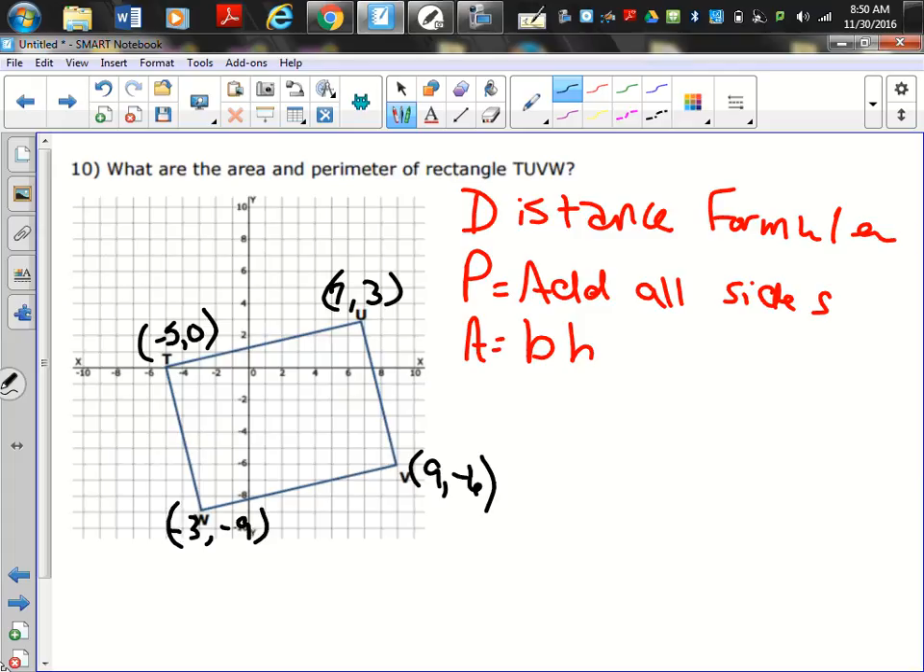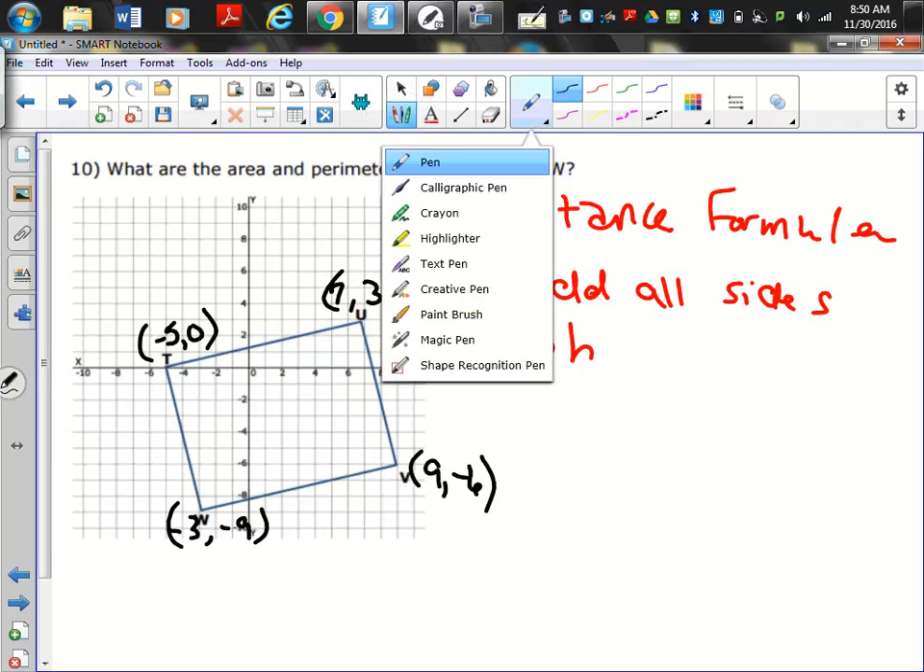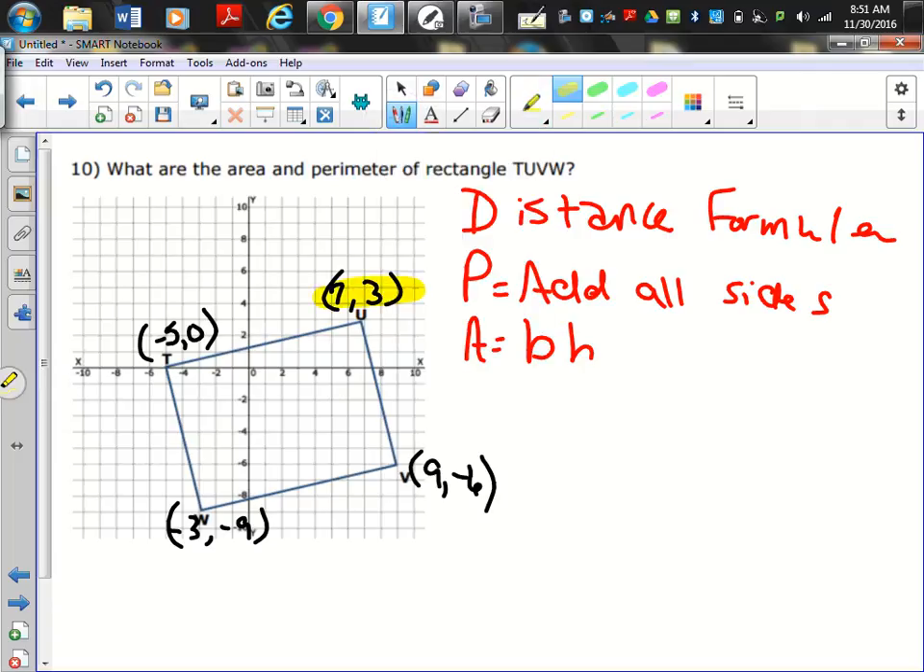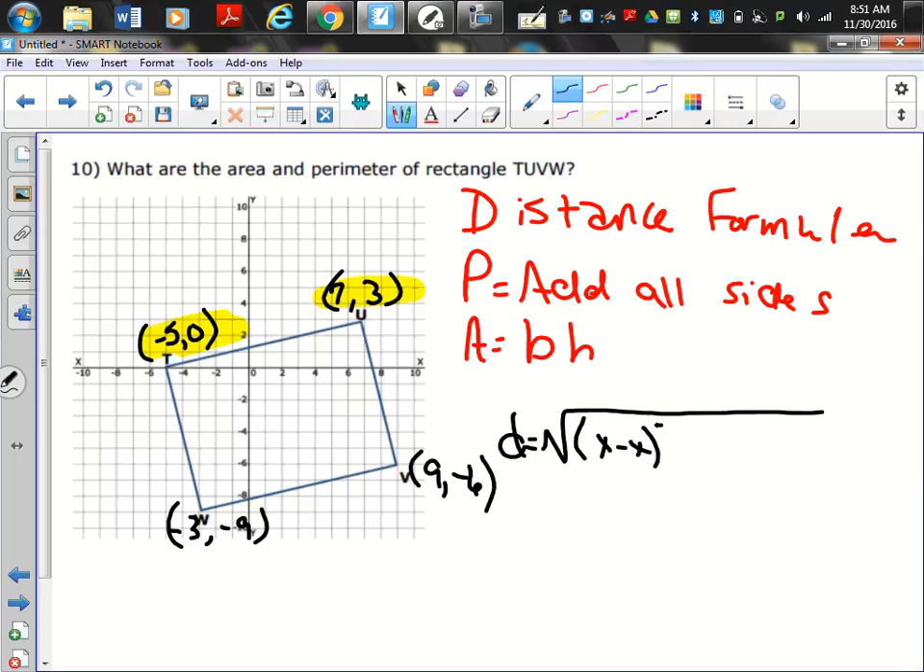Alright. So we're going to do the distance formula. I'm going to start with points U and T. So D equals the square root of x minus x squared, y minus y squared. So, Miss Brown, what do I use next? My T-chart. Good.